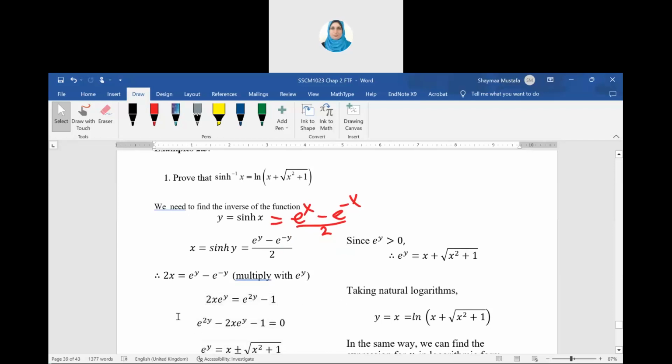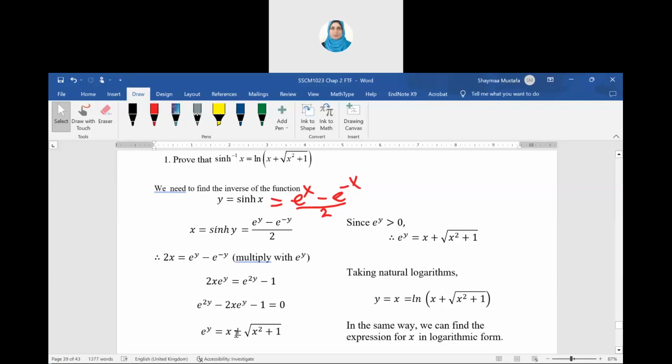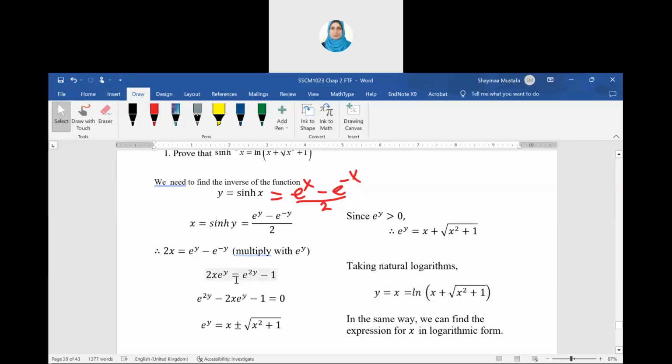This is a quadratic equation. You need to apply the quadratic formula to find exponential y. By applying it, you get two values for exponential y: x plus or minus the root of x squared plus 1. Again, you have to reject the negative part, because exponential y should be greater than 0. So exponential y is equal to x plus root x squared plus 1. We need y, not exponential y, so take the natural logarithm of both sides. So y is equal to the natural logarithm of x plus root x squared plus 1.